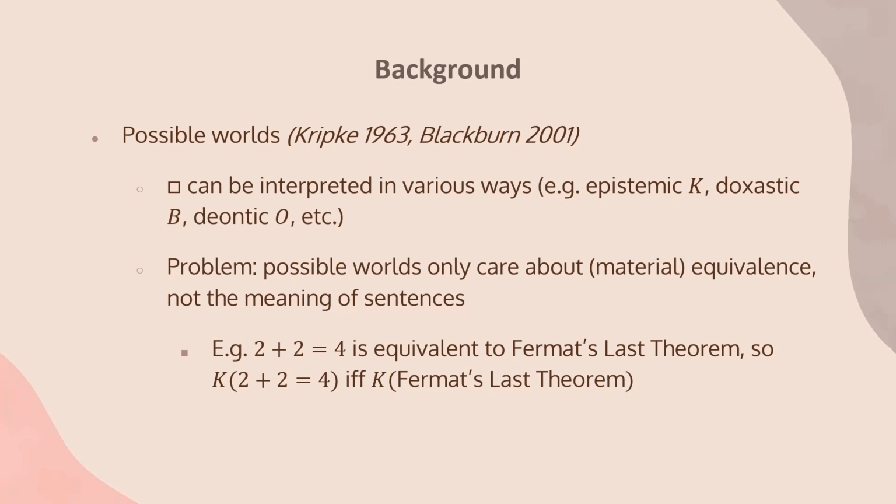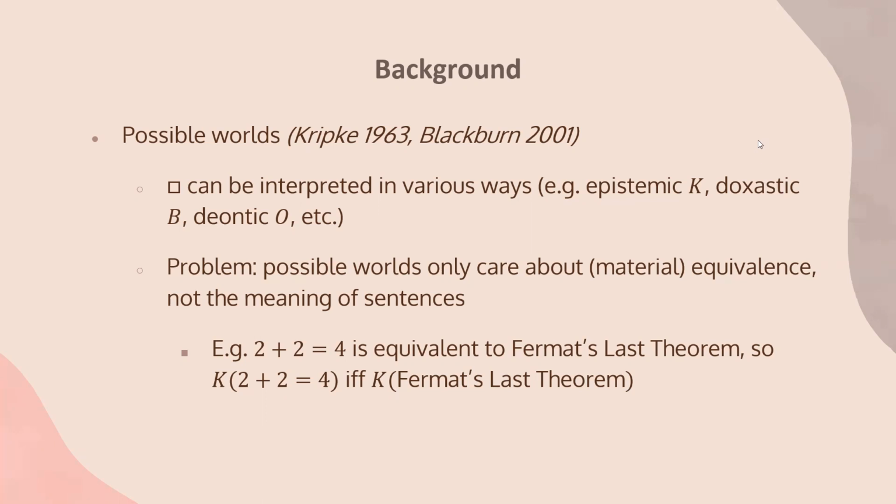So just an example, classically speaking, 2 plus 2 is equivalent to Fermat's last theorem. Fermat's last theorem is vastly more difficult to prove than 2 plus 2 equals 4. And prior to the 1990s, people didn't know if Fermat's last theorem is true. But if we interpret the box operator as an epistemic operator, then we get this result that an agent would know 2 plus 2 equals 4 if and only if they know Fermat's last theorem. But that obviously was not the case before the 1990s, and intuitively still isn't the case, even though both are true, simply because they have different content. Just because you know one doesn't necessarily mean you know the other.